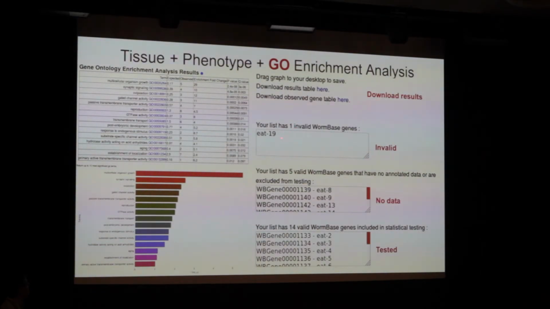Also, you should pay attention to this section. In this case, I manually pasted in E1 through E20 and ran the analysis, and it tells me that E19 doesn't actually exist, so it's invalid. It's a bad name, and there are 5 genes with no relevant data. In this case, it's gene ontology, and there's no gene ontology data for those genes. Only 14 genes are actually used in the analysis, and you should pay attention to that.